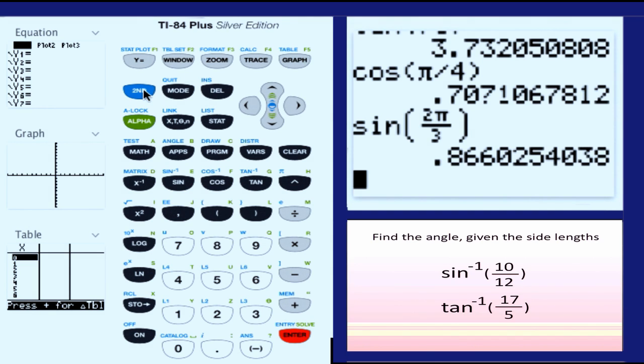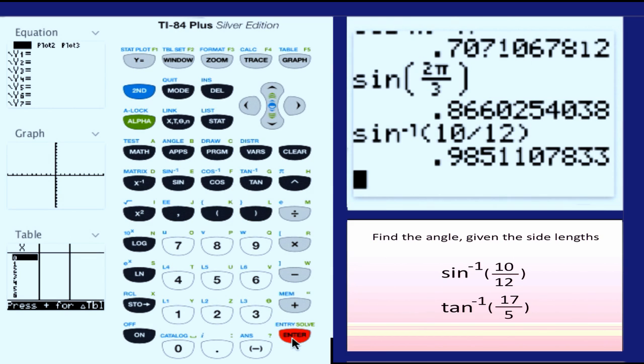To get to arc sine, you're going to press second and then sine. If you notice in blue, it has sine raised to the -1. That is arc sine. And now we just type in the fraction 10/12. I'm just going to type in 10 divided by 12, which is the same thing as 10/12. That's the calculator's way of showing that fraction. Close the parentheses, and then we're going to get this kind of strange looking answer. Even though that is an angle, it's a radian angle. You have to remember that.